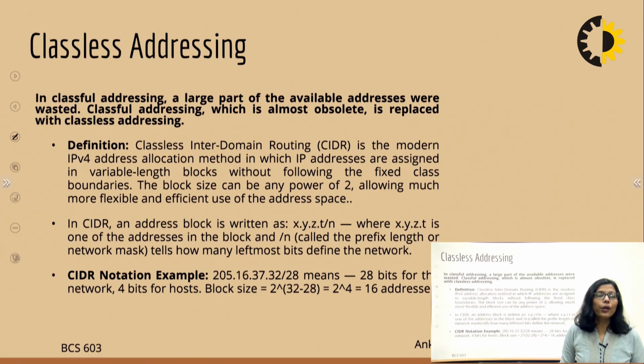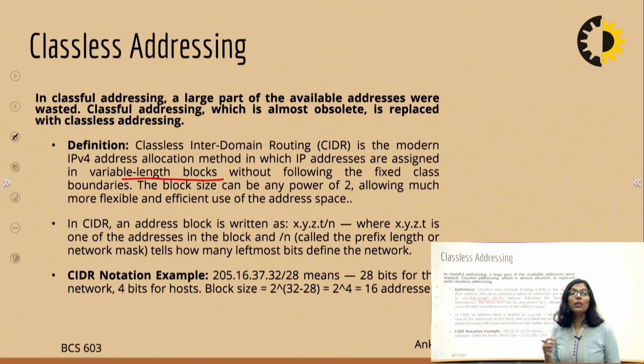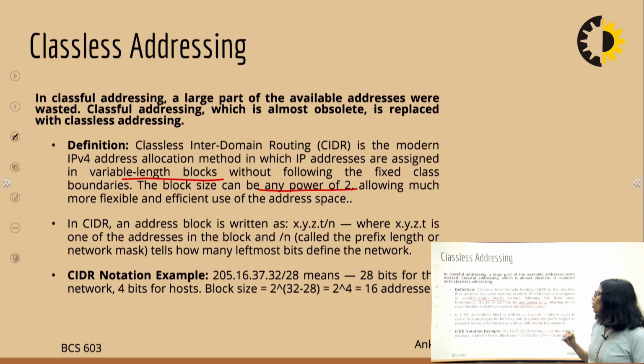Therefore, we have shifted to classless addressing, in which we have stopped using the different classes. Instead, we are using the concept of blocks. So, we have divided our network not into classes, but into blocks. In classless interdomain routing, we are allocating IP addresses to variable size blocks. So, there is no concept of networks, it is a concept of blocks. Blocks could be of any size that is a power of 2.